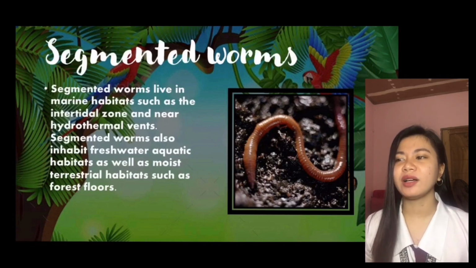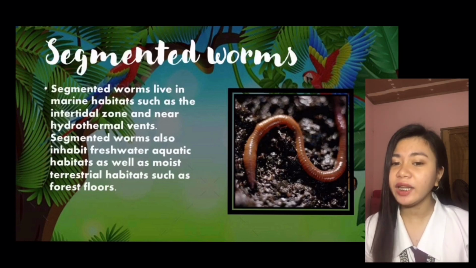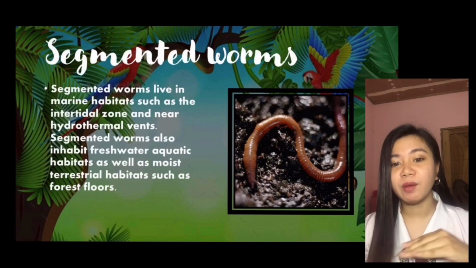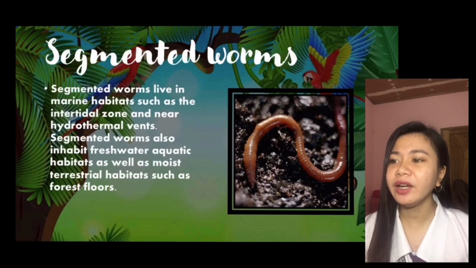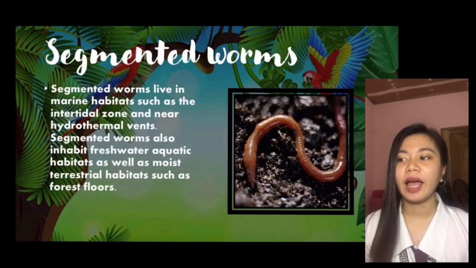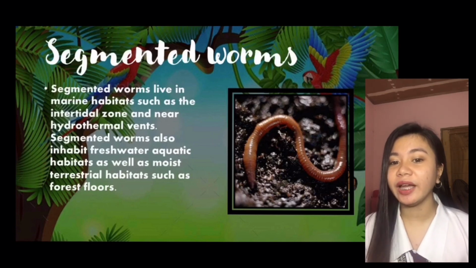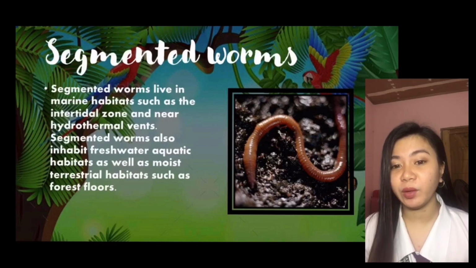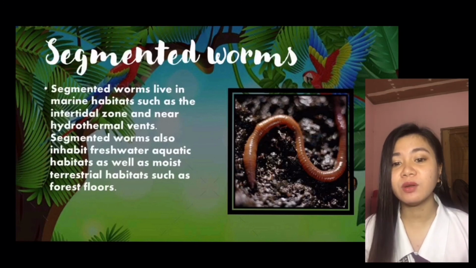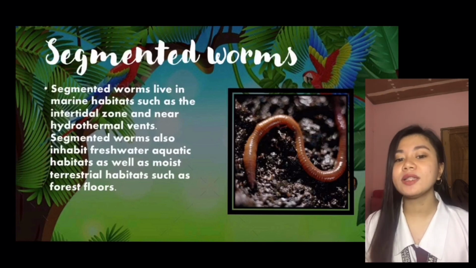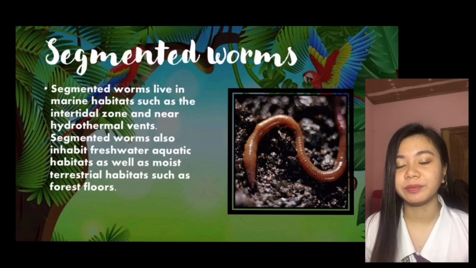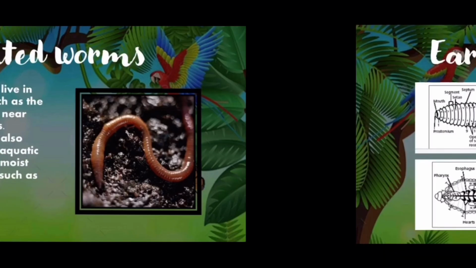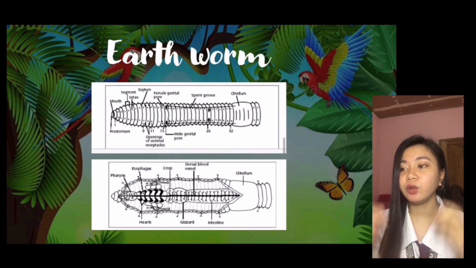So, ibig sabihin daw, ang segmented worms pala is nabubuhay or naninirahan sa ma-water or sa matubig na lugar and near hydrothermal vents. So, yun nga, nag-i-exist yung segmented worms is sa water or mas gusto nila na manirahan sa water. Kung kanina is yung naunang mga types ng worms is sa loob ng katawan natin. Ito naman daw segmented worms is yung sa soil, sa basang soil, or sa kahit anong merong fresh water or aquatic habitats. One of the example of segmented worms is the earthworms.